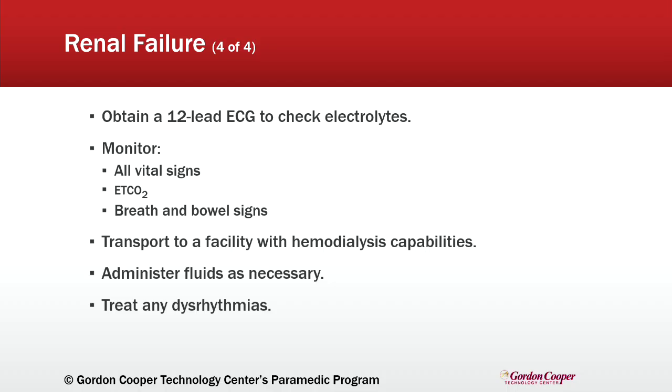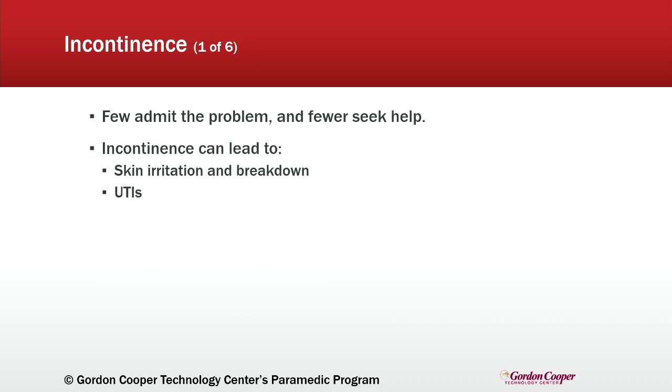Administer fluids as needed, but be careful about fluid overload. Treat dysrhythmias according to ACLS guidelines. Monitor that urine output. If there's a urinary catheter in place, you'll be able to get some measurements on it. And of course, make sure you document all the fluids that you administer, and pass that along to the hospital.